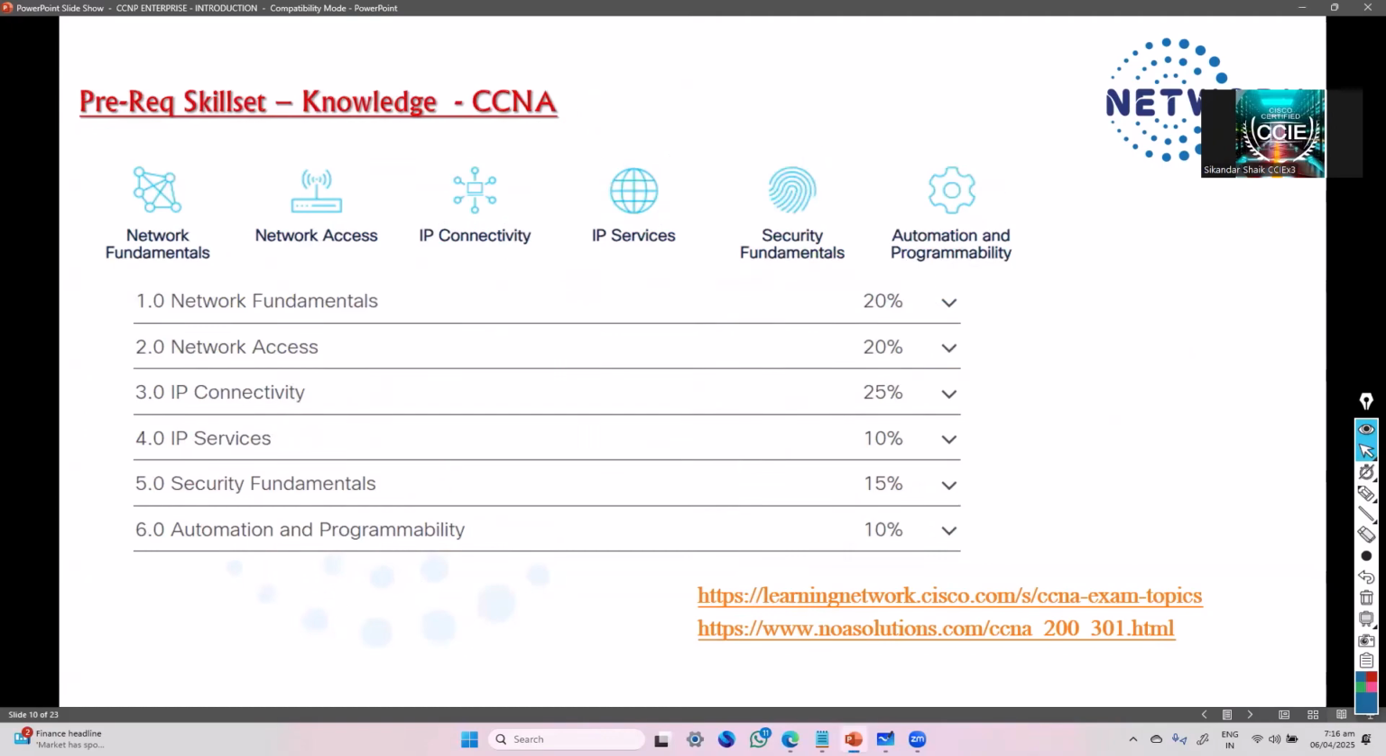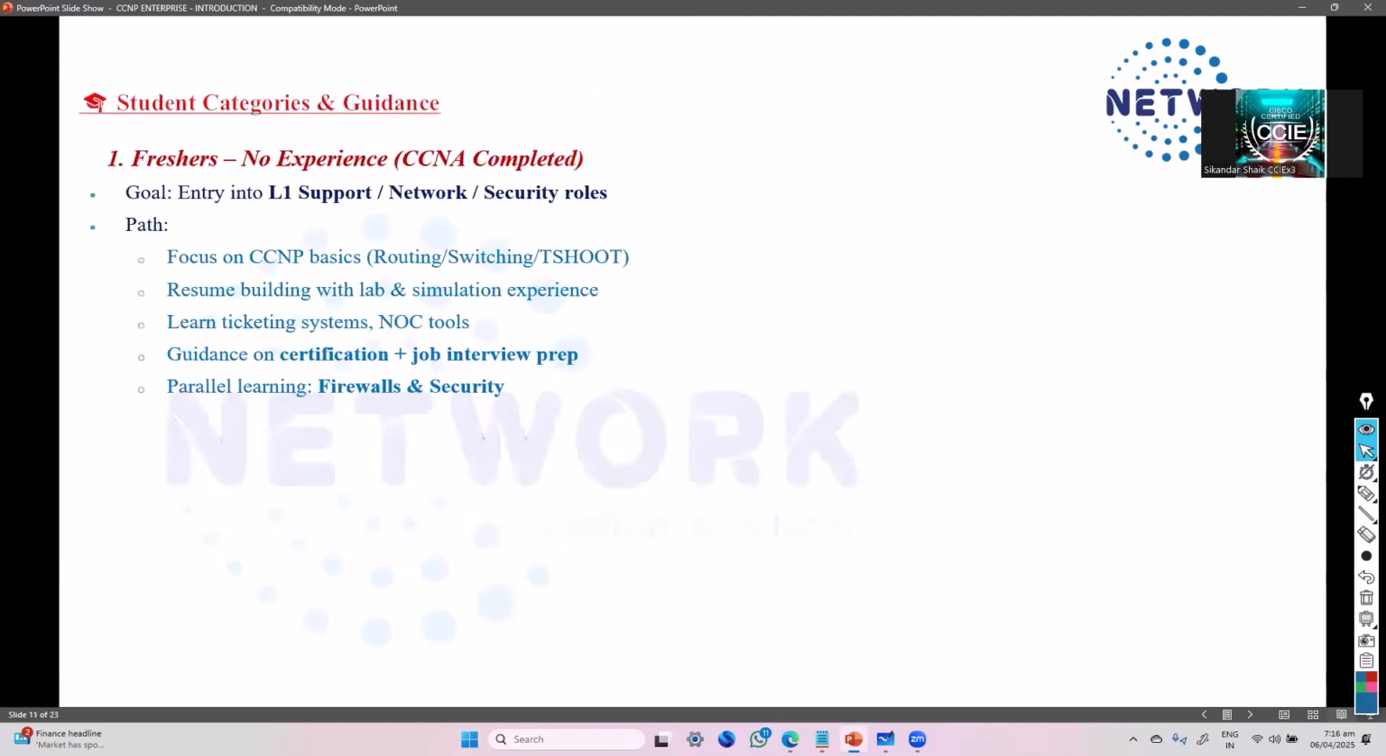Now, quickly, what we will do is the next thing. Before we move on with any of the courses, the first thing we need to understand is the mindset. Basically, you need to understand the categories.